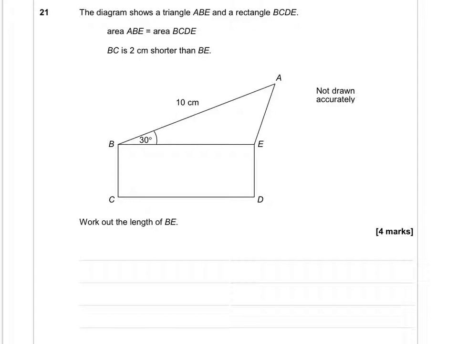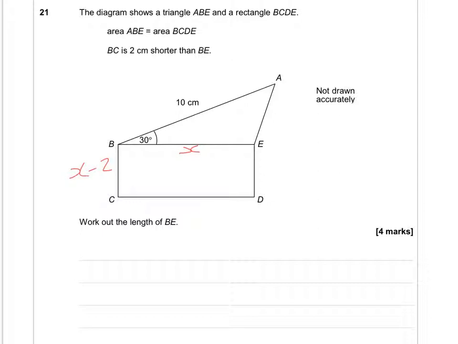Question 21 is looking at the area of a non-right angled triangle and the area of a rectangle. So it tells us that area ABE, so that's the triangle, equals the area BCDE, which is the rectangle. It also tells us that BC is 2 centimeters shorter than BE. So I don't know what BE is at the moment, so I'm going to call this X. As BC is 2 centimeters shorter, then BC is X minus 2.